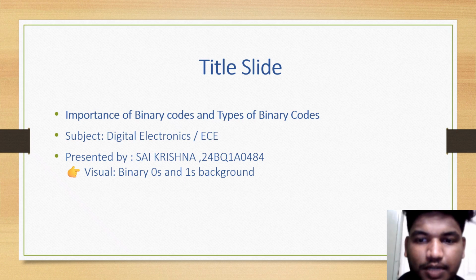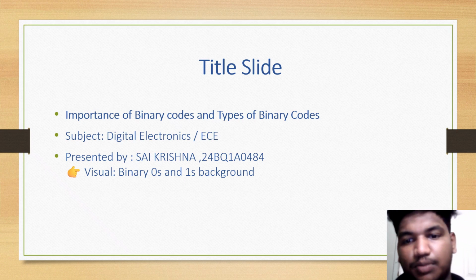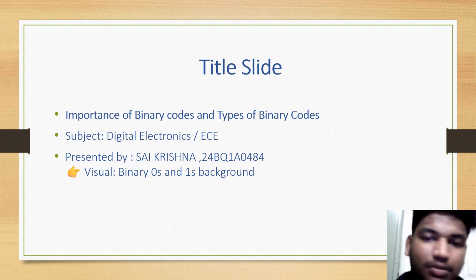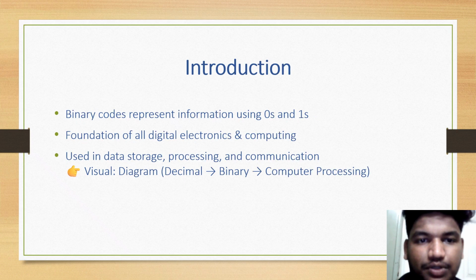Now I am going to explain the topic binary codes and types of binary codes, and my roll number is 0484. And this is about my topic. I will explain what binary codes are, why binary codes are important, in which systems binary codes are used, how many types of binary codes there are, what uses they have, and I will explain the applications of binary codes. Now we are going to the first topic, the introduction of binary codes.